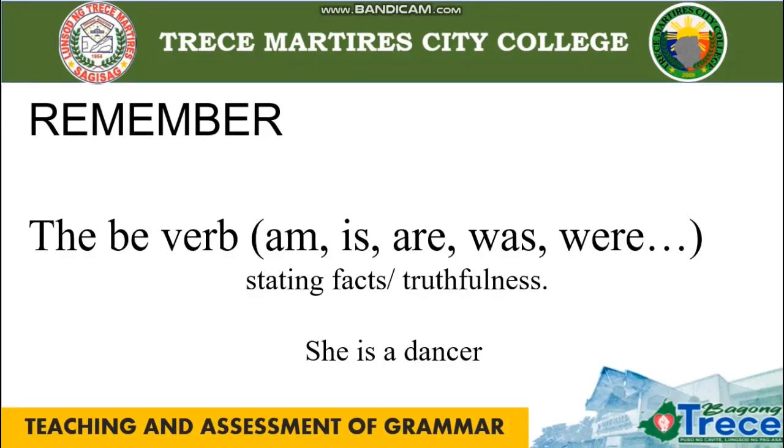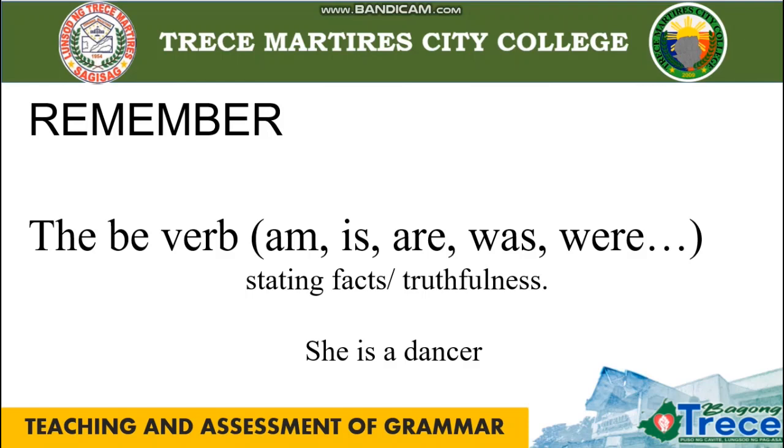So, next. Okay. We have here, dito na natin i-explain bakit natin pinaghiwalay-hiwalay yung mga the be verb, the seems, the sounds or the senses, and the become and get. Dito na natin siya explain. So, the be verb, is, are, was, and were, is stating facts and truthfulness.